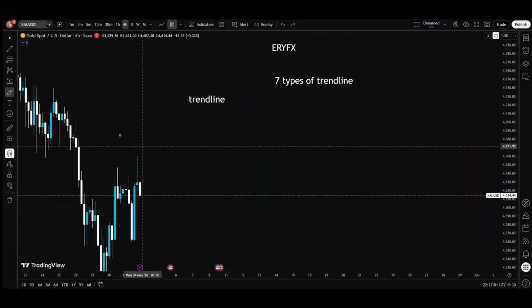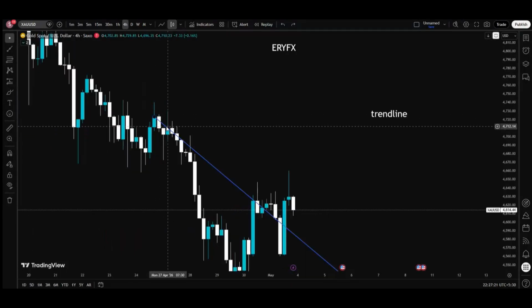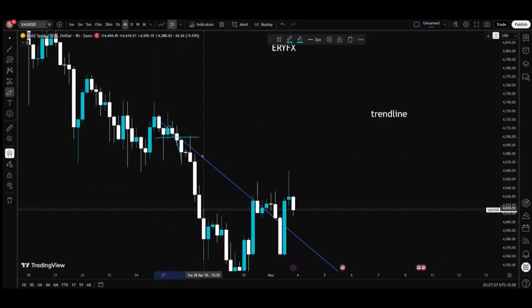So this is the first type. I'll give you an example on the line chart so it'll be clear. It goes up, so it's called an A level, then breaks down again, then another A level, and then breaks down again. That's why it touched and gave an entry. So it's a type 1 trend line.